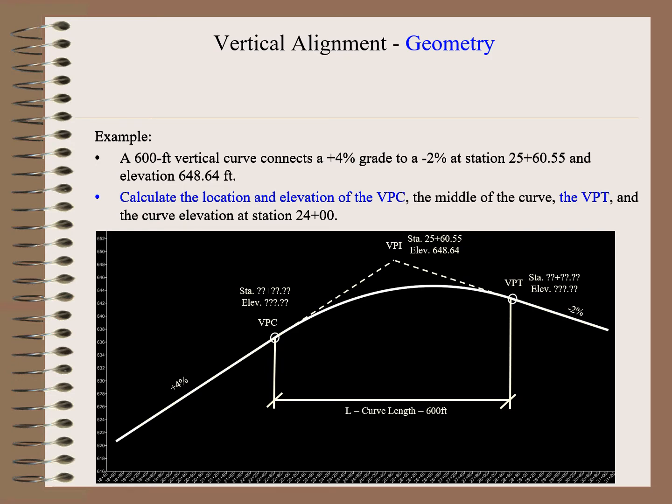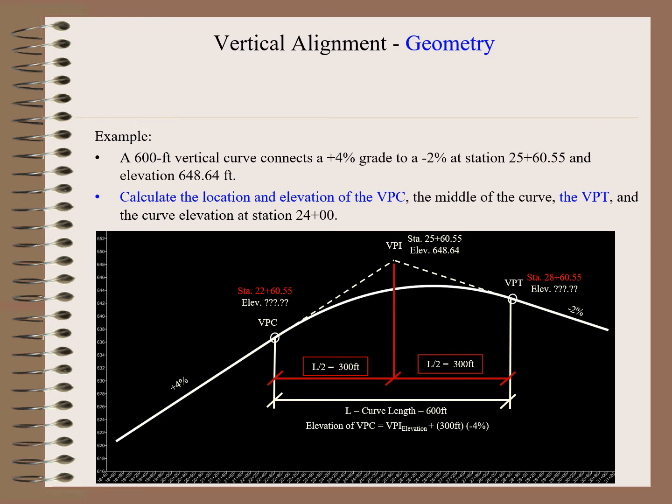We're first going to calculate the location and elevation of the VPC and the VPT. To do that, we're going to look at the VPI. The VPI is in the middle of the VPC and VPT. So what we need to do is take the curve length and divide by 2 to calculate the station values down to the VPC and up to the VPT. When we do that, we get the following values for the VPC of 22 plus 60.55 and the VPT of 28 plus 60.55.